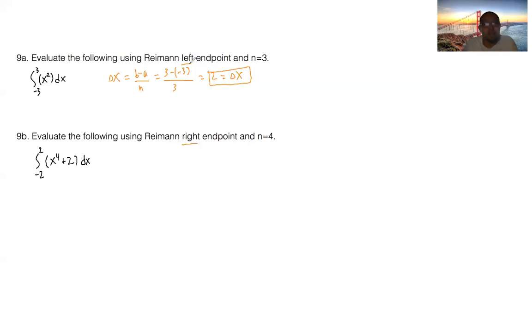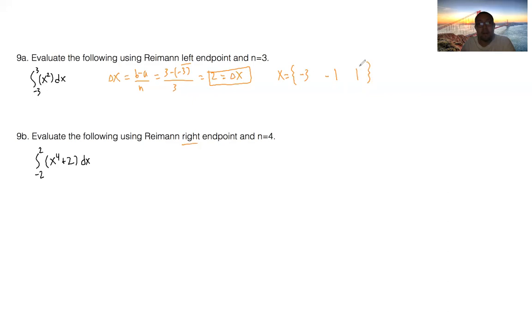And since we're using the left-hand endpoints, the left hand is going to start with negative 3, right? So our sample points are going to be negative 3, plus 2 is going to be negative 1, plus 2 is going to be 1.